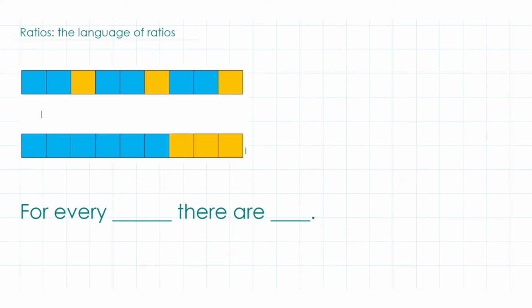And we can make exactly the same statement using our language of ratios. We can still say, for every 2 blue cubes, there is 1 orange cube. See, we could think of it like this. 2 blue cubes, 1 orange cube. 2 blue cubes, 1 orange cube. 2 blue cubes, 1 orange cube, and there's no more cubes. So we can say for every 2 blue cubes, there is 1 orange cube. The ratio still holds.